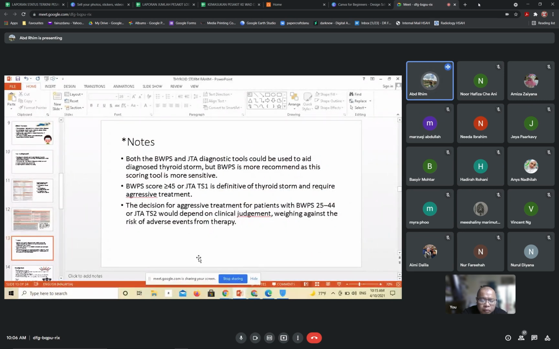Both the Burch-Wartofsky and the Japan Thyroid Association diagnostic tools can be used to aid in the diagnosis of thyroid storm. But the Burch-Wartofsky scoring is more recommended as this scoring tool is more sensitive. Burch-Wartofsky scoring of 45 and above or Japan Thyroid Association scoring of thyroid storm 1 is definitely thyroid storm and requires aggressive treatment. And so on for this next one.